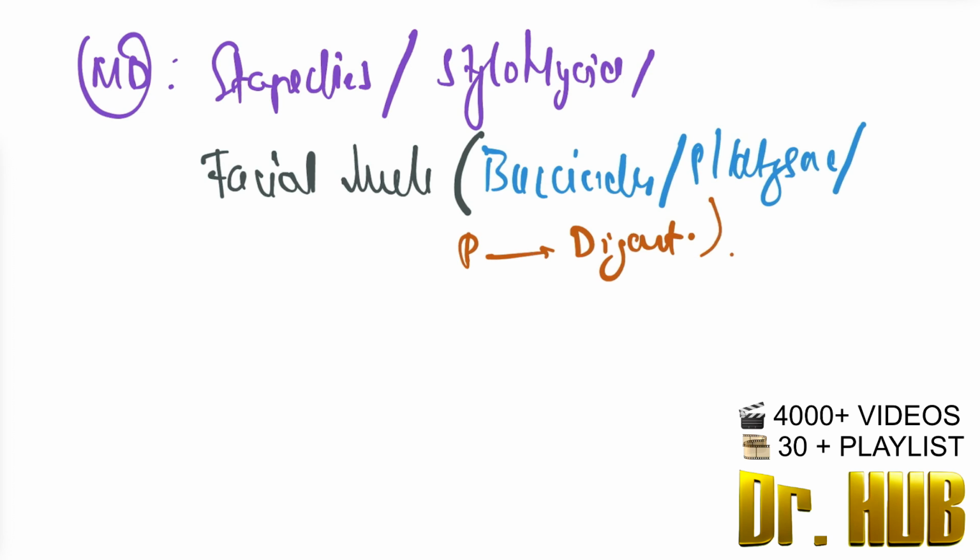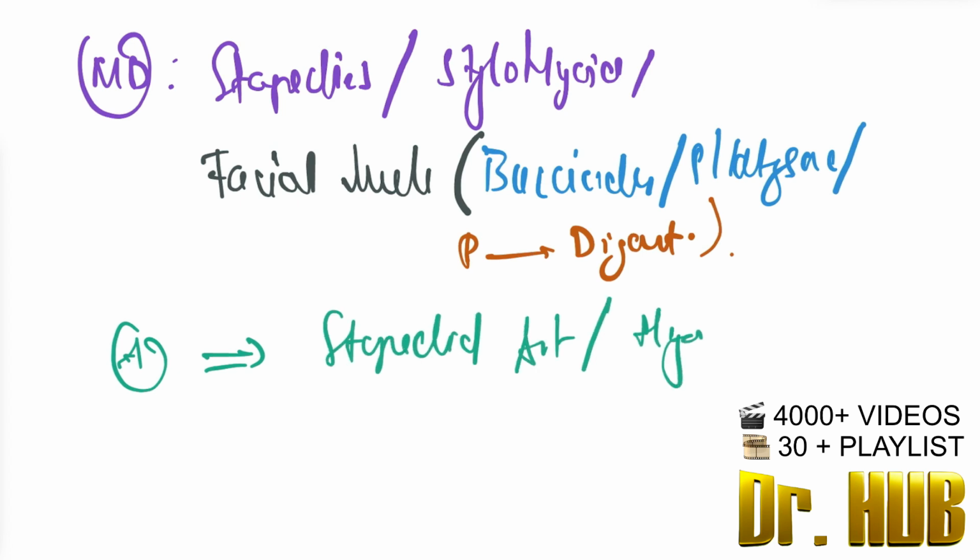What is the arterial supply of the second arch? The arterial supply will be by the stapedial artery as well as the hyoid artery.